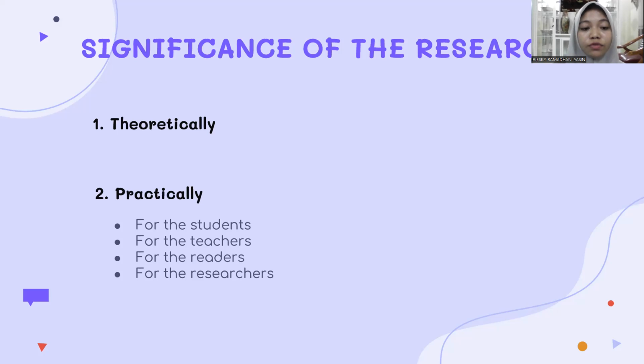The last one is for the researchers. By doing this research, the researcher can enlarge the research thought and get direct experience from it to get the truth. This research will give the researchers knowledge that could be applied in the future.